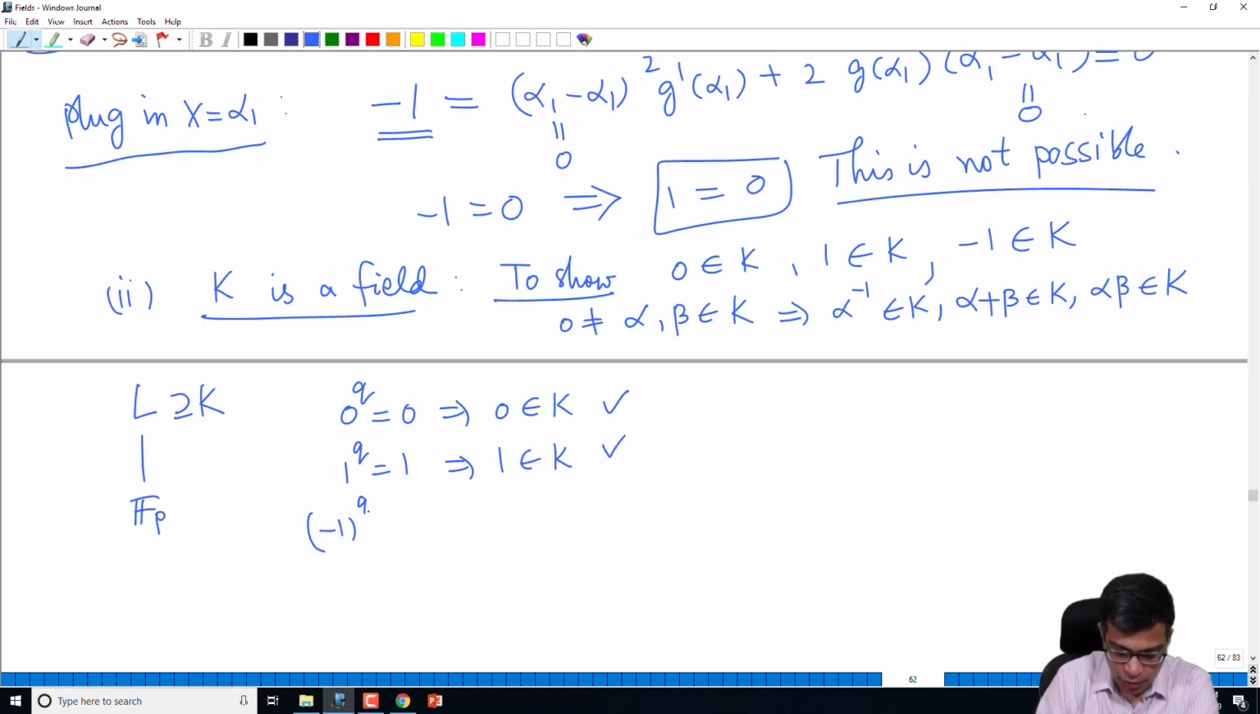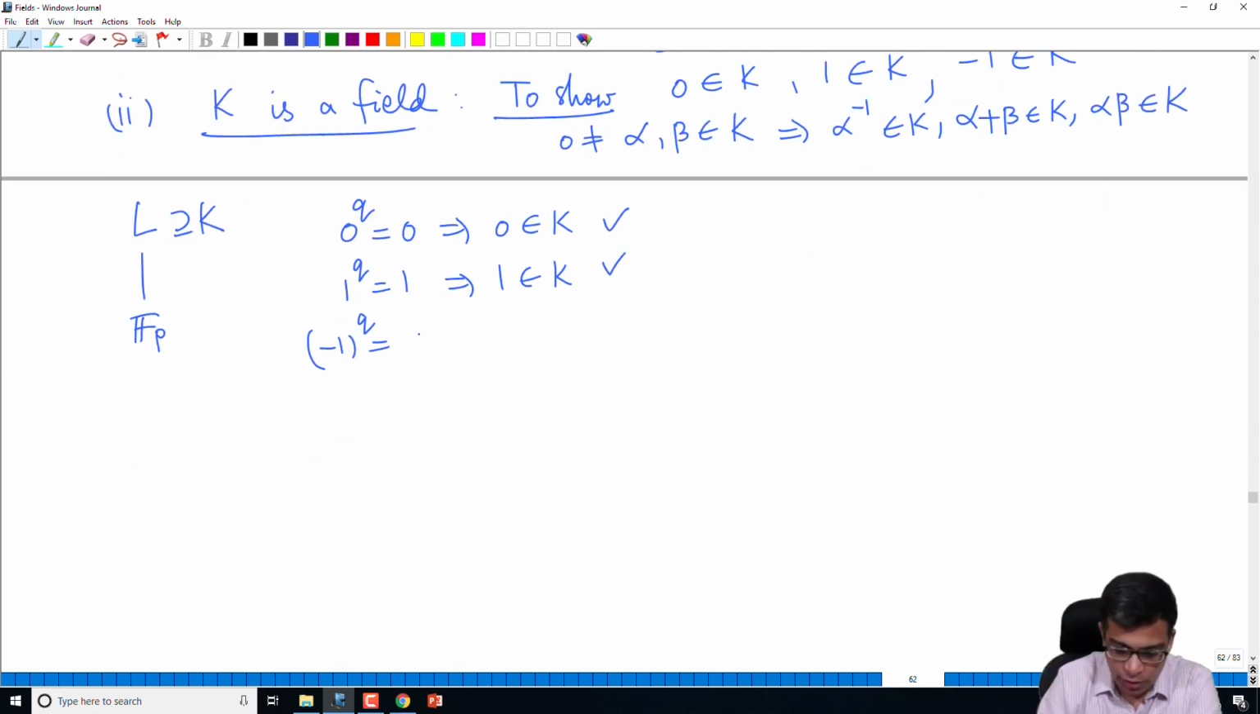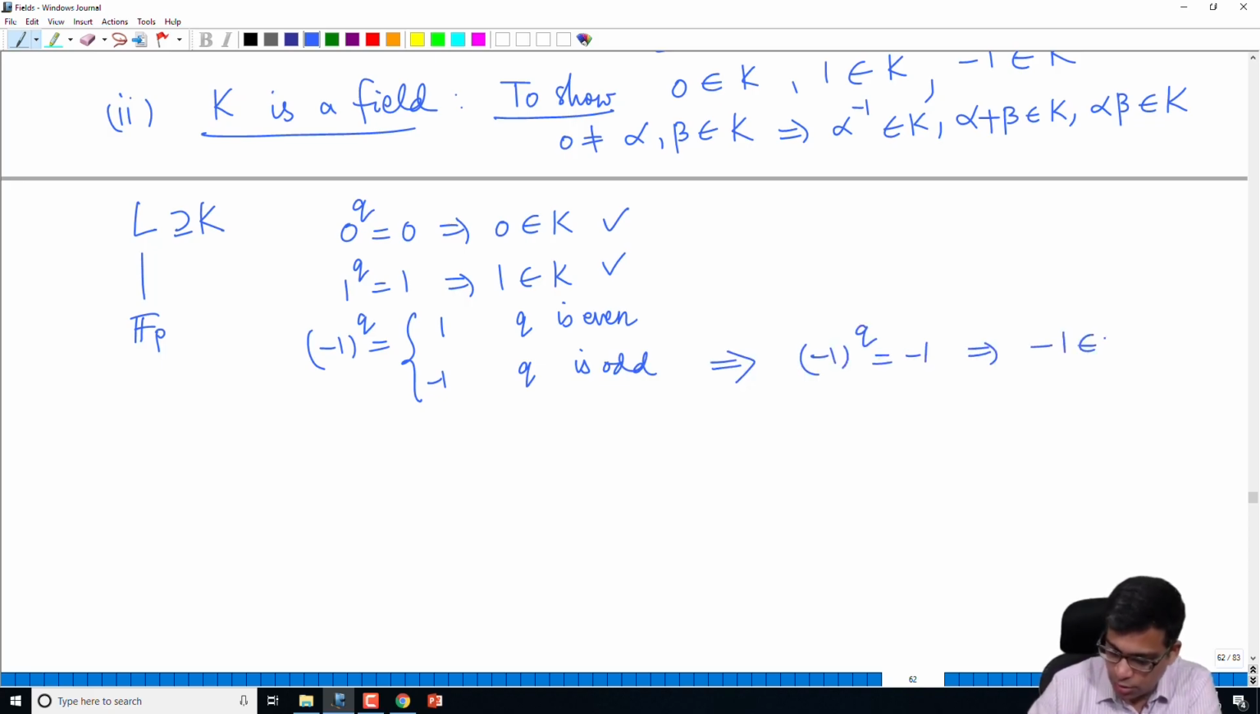Similarly, minus 1 power q is either 1 or minus 1, so there are 2 possibilities, right? It is 1 if q is even, minus 1 if q is odd. In the odd case, of course, we are done because minus 1 power q is minus 1 and hence minus 1 is in k. But if q is even, also we are done, because if q is even, that means q is of the form 2 power r, right?